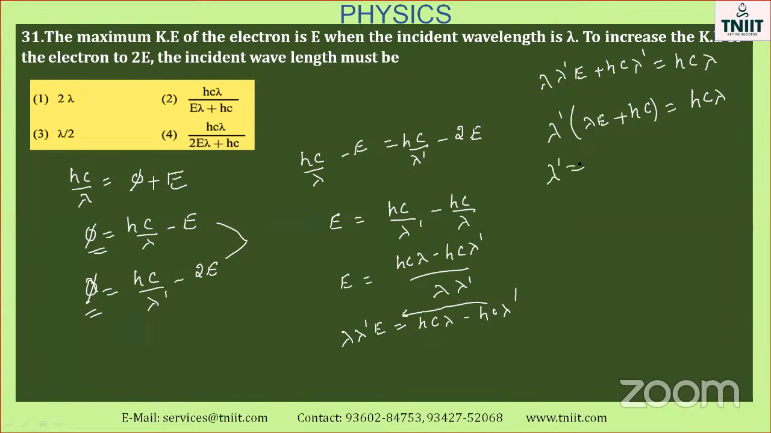So lambda dash is equal to lambda times Hc divided by lambda E plus Hc. So what is lambda dash? Lambda times Hc, that is Hc by lambda, divided by E lambda plus Hc. So the second option is the right answer.